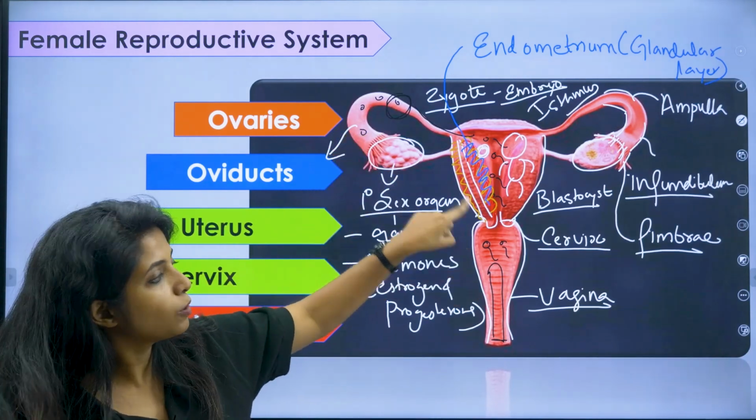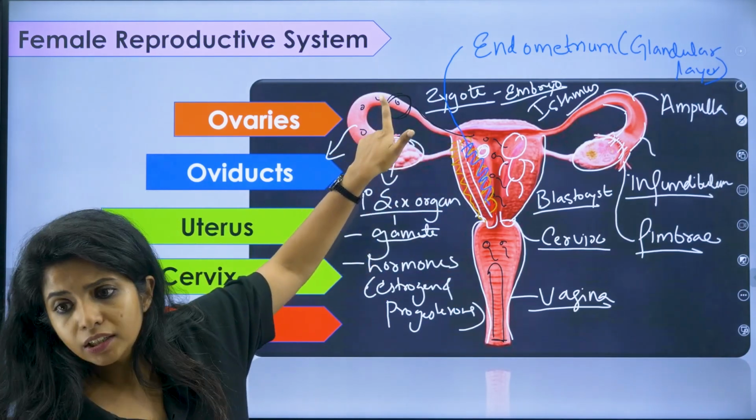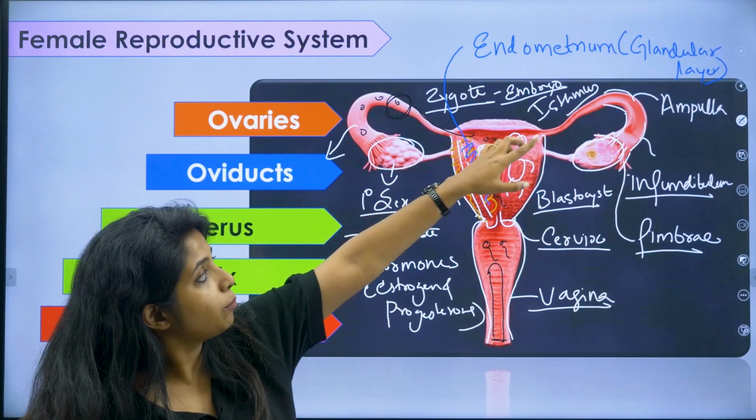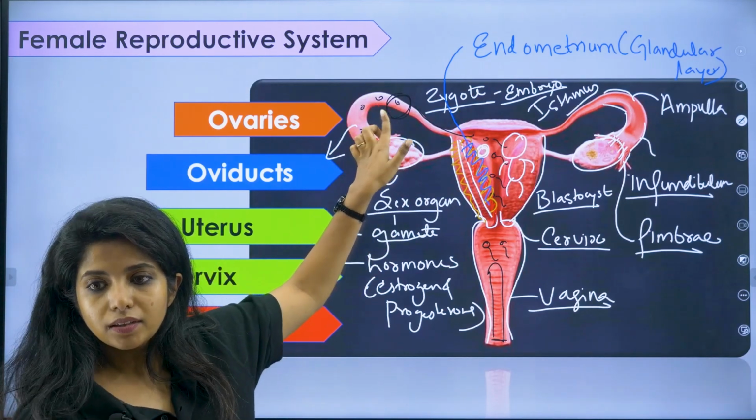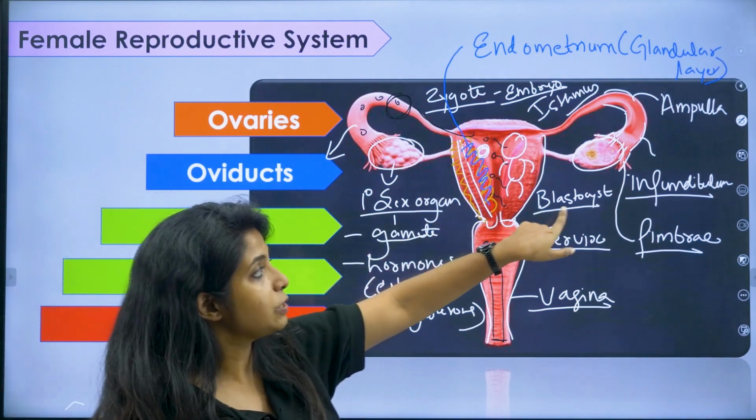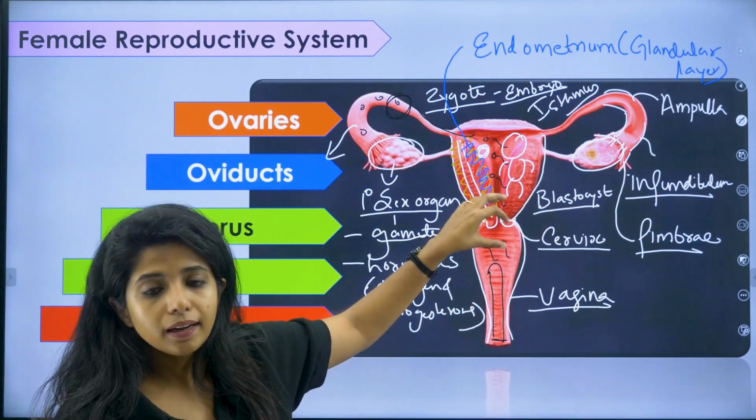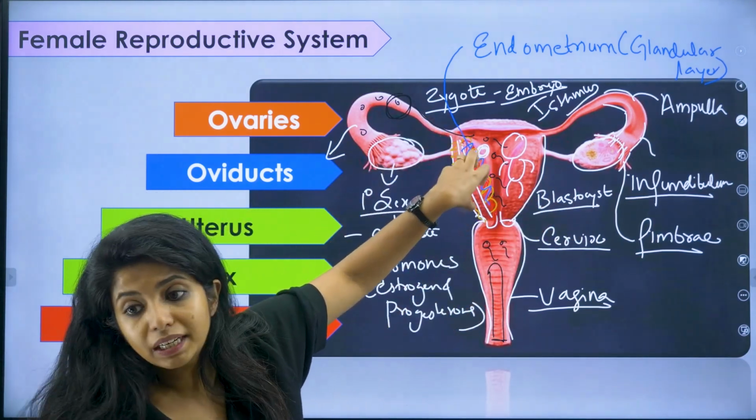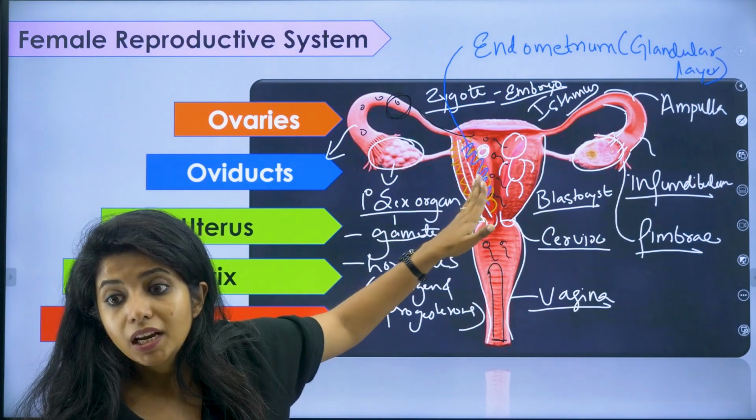Ovum is released, sperm comes, both of them meet in the ampulla region, and then basically the zygote will divide into an embryo. The embryo keeps on dividing. It forms a stage which is known as blastocyst stage, where finally the embryo comes and gets embedded inside the endometrium layer, the innermost layer.